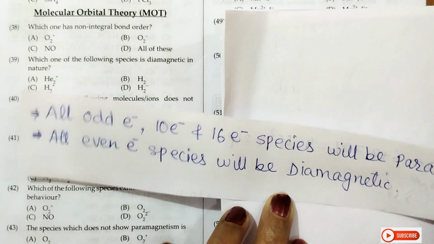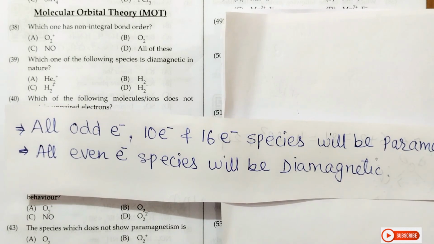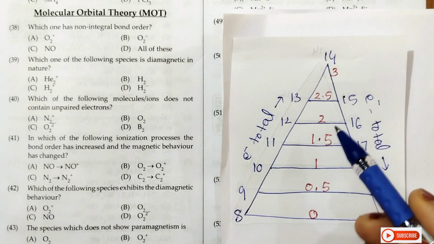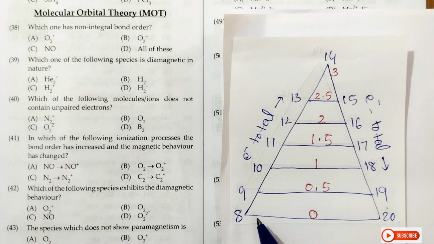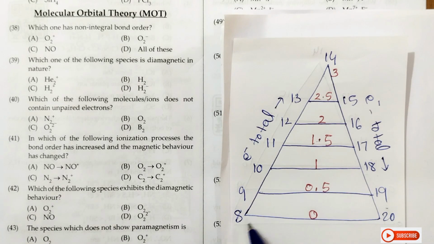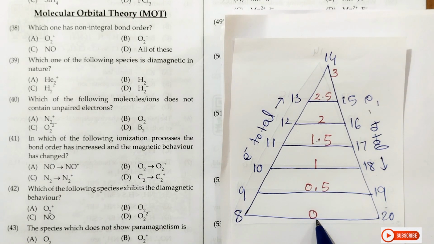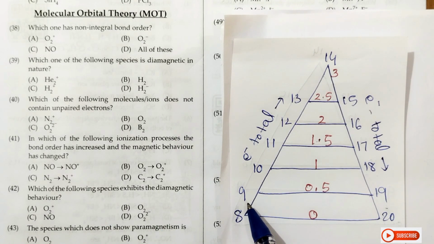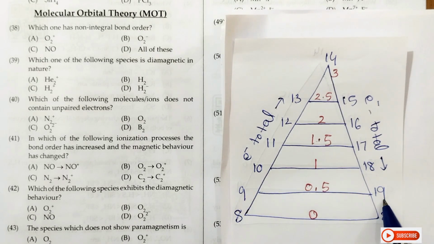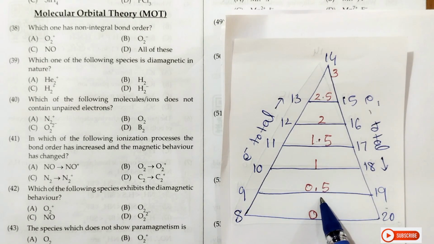Now let us see how to calculate the bond order by a simple bond order triangle. So this is the bond order triangle. If the total electron count comes out to be 8 or 20, then the bond order will be 0. Similarly, if the total comes out to 9 or 19, the bond order will be 0.5.